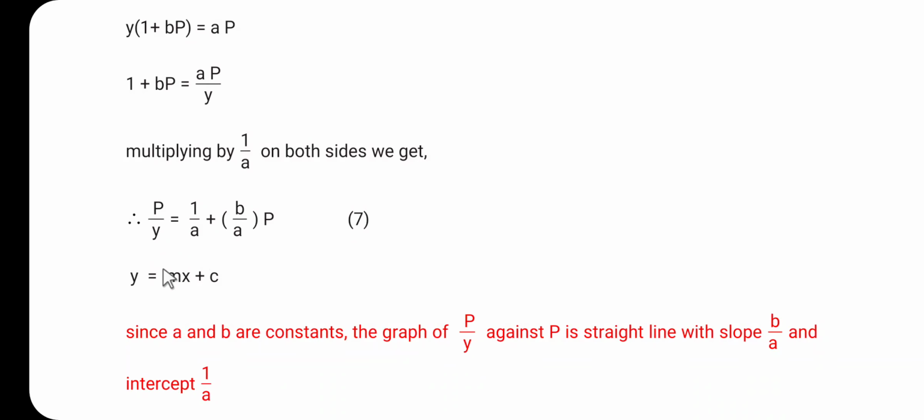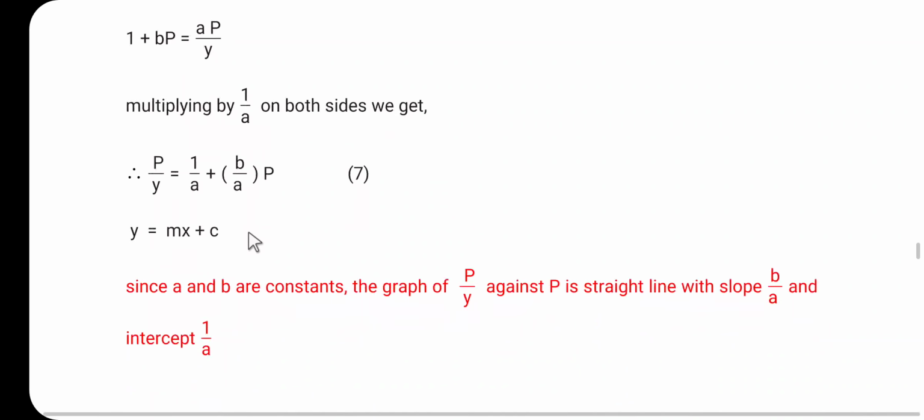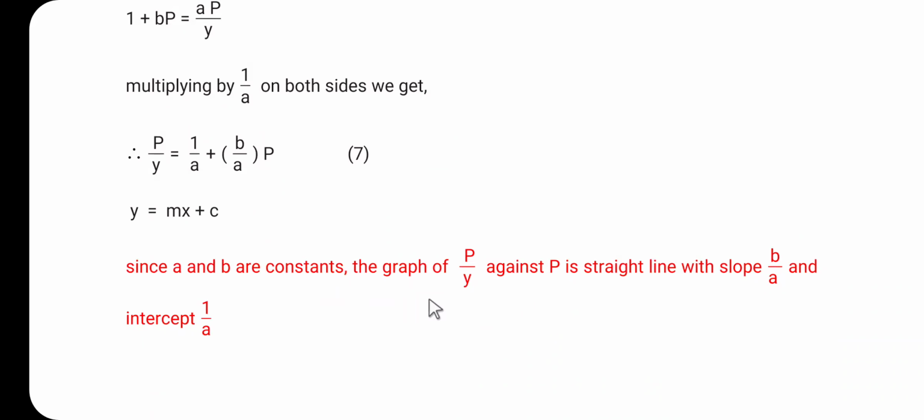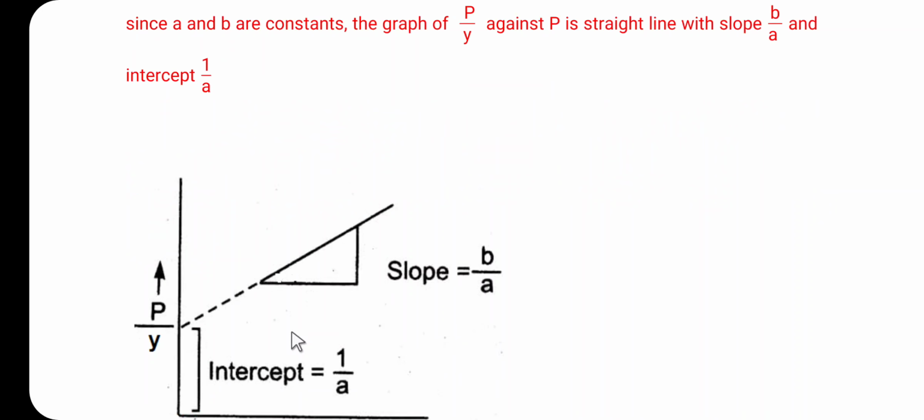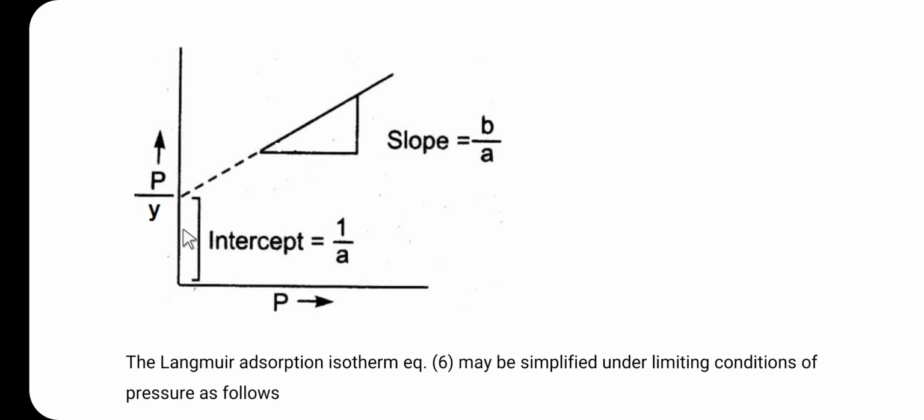So let us plot the graph of y versus x. The value of y is p upon y and the value of x is p. Since a and b are constant, the graph of p upon y against p is a straight line. The slope is equal to b upon a, and the intercept is equal to 1 upon a. So this is the nature of the graph, p upon y versus p. Once again, a and b are constant.